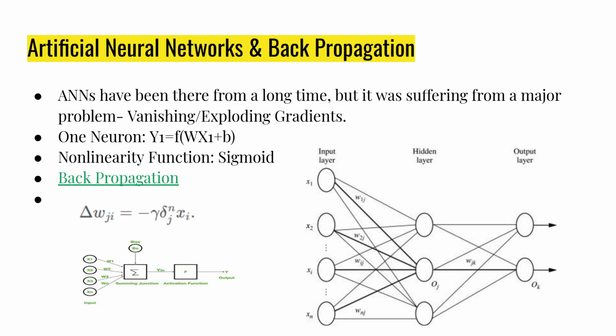Before moving into convolutional neural network, first let's understand artificial neural network. This artificial neural network has been around from a long time, like some 1600s or something, but it was very difficult to train it, and mainly because of this issue of vanishing or exploding gradients. So we'll come to that later.